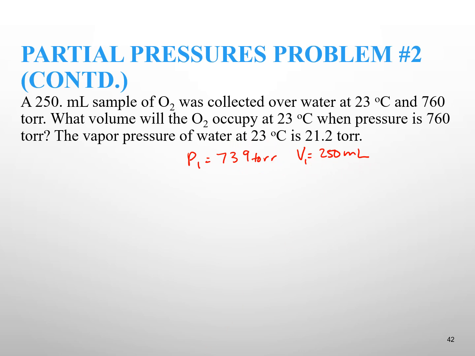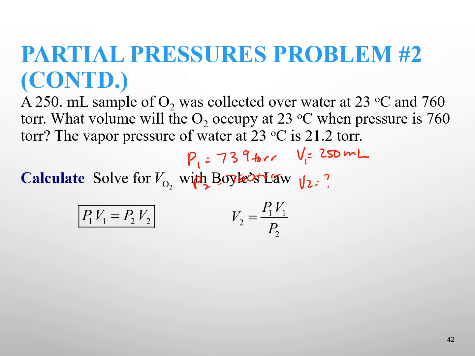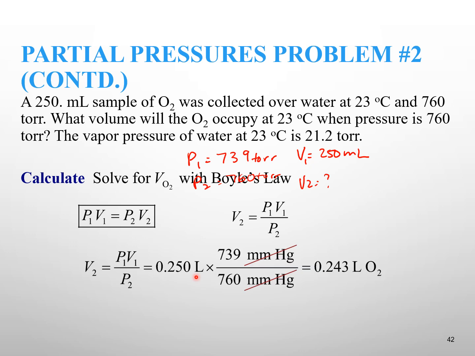They want you to find what the volume would be if your pressure was 760. So all you have to do is use P1, V1, P2, V2 and solve for it. We solve for V2 using Boyle's law, where you put P1 times V1 divided by P2. Put those values in: we have V1, then P1, and then P2. You get 0.243 liters. Obviously, because the pressure went up, the volume goes down a little bit. So that's the answer right there.